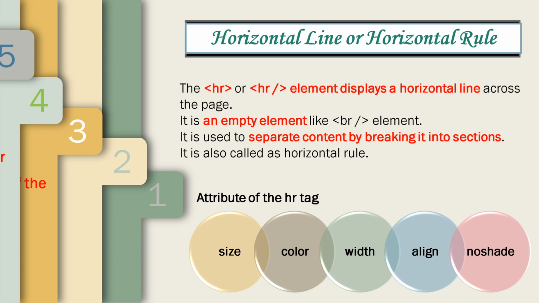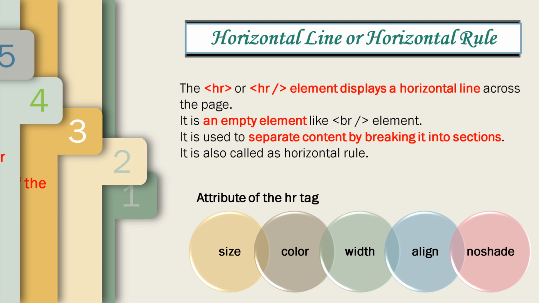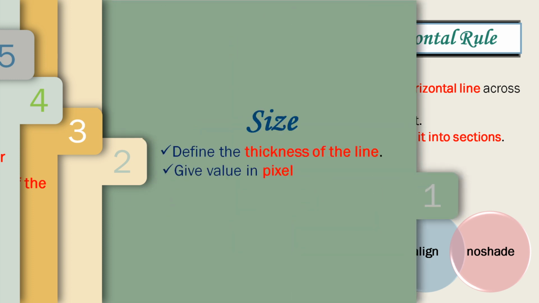That can be a question in your board exam: which tag separates the content by breaking it into sections? That is the HR tag. The HR tag has 5 major attributes that we will cover one by one. We will start with the size attribute. It will define the thickness of the line in pixels.